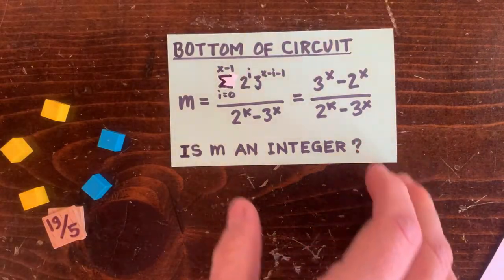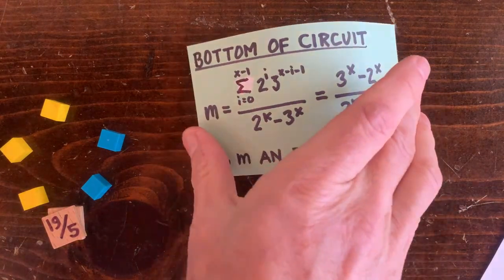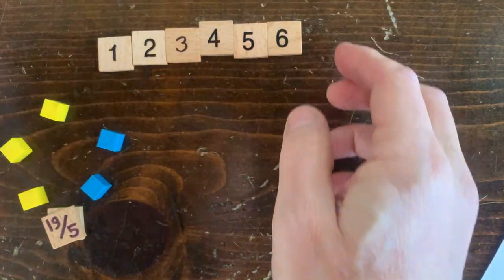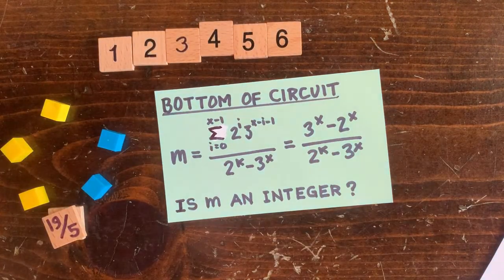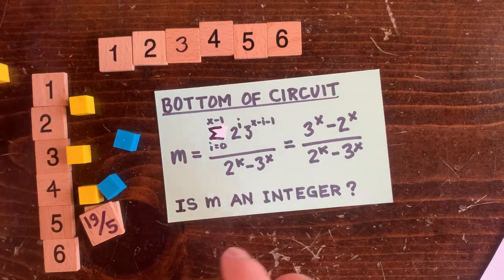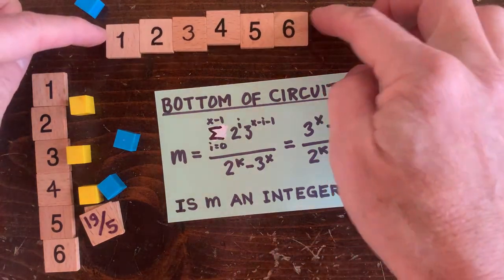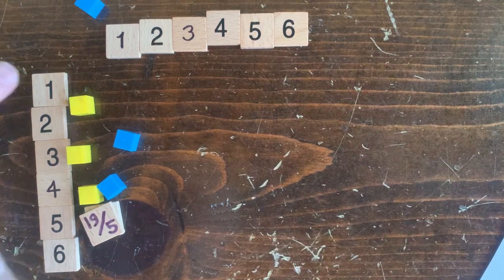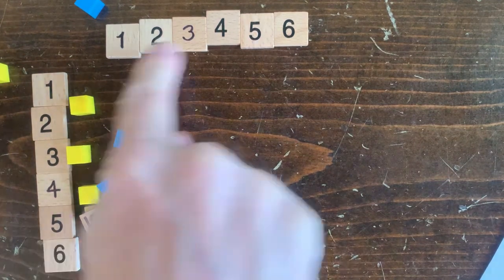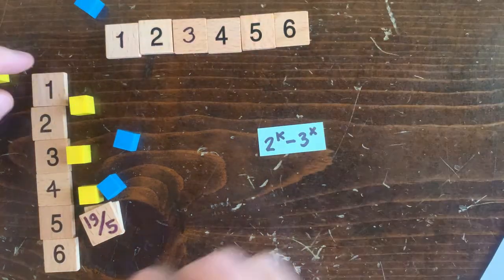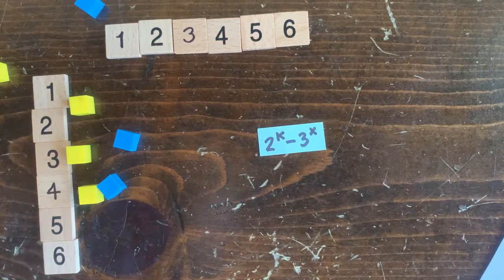But last time we resolved to put aside all these childish probabilities and be adults. So we want to prove beyond a shadow of a doubt that 3 to the x minus 2 to the x is never a multiple of 2 to the k minus 3 to the x for any k and x. So let's make a chart of all the possible circuits in the universe. We select the number of up moves here and the number of down moves here. And in each cell, we're going to write down 2 to the k minus 3 to the x, the denominator.